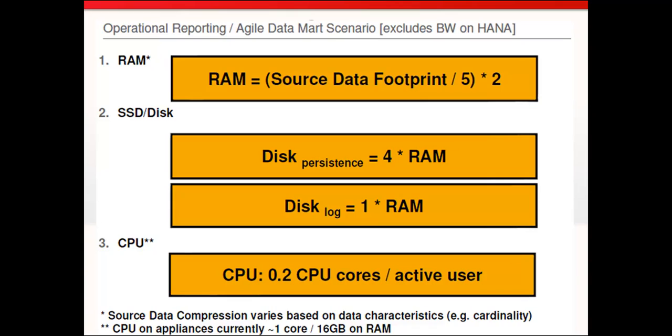Now the next thing is CPU. We need to factor in at least 0.2 CPU core per active user. CPU on the appliance currently is about one core per 16 gig of RAM. These are the different factors we need to plan for when we are moving into HANA database, because the sizing is extremely important, and we need to make sure that we design our database properly.